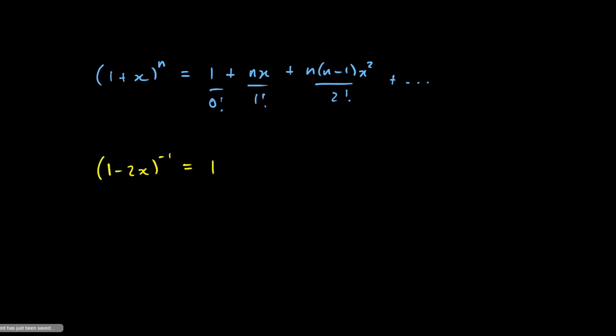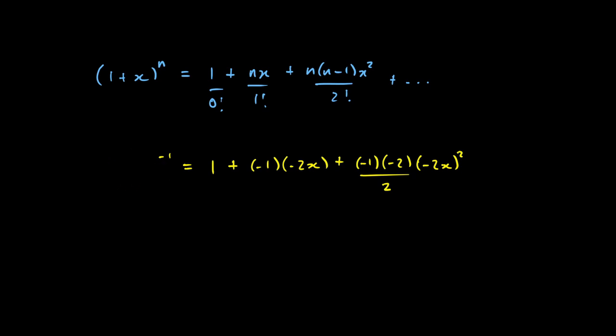Okay, so what's that going to be? That's going to be equal to 1 plus n, which is minus 1, times x. Well, x in this case is the -2x, right? Because if you want, we can think of this as being plus minus 2x. Plus n, which is -1, times n minus 1, which is -2, all over 2 factorial, which is 2, times x squared. Okay, and what's our x squared here? It is -2x all squared, right? So perhaps if I want to just make that super clear, I'm just going to change that thing there. I'm treating this as 1 plus minus 2x all expanded, right?